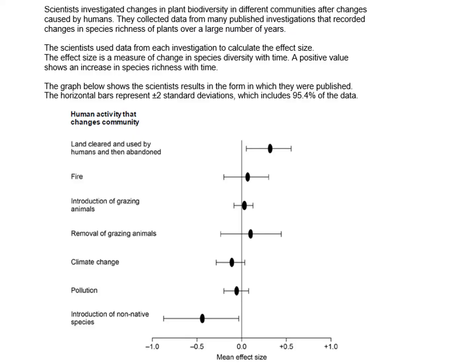Okay, the next question then. It says scientists investigated changes in plant biodiversity in different communities after changes caused by humans. They collected data from many published investigations that recorded changes in species richness. So you guys can actually write down what that means. It's the number of different species in a given area in a given time. So that's nothing to do with the individual numbers. It's just to do with the number of different species present. You don't need the population numbers of each species.